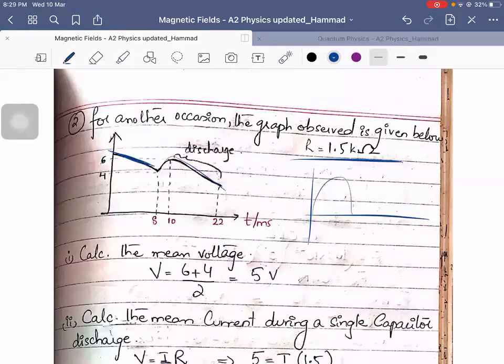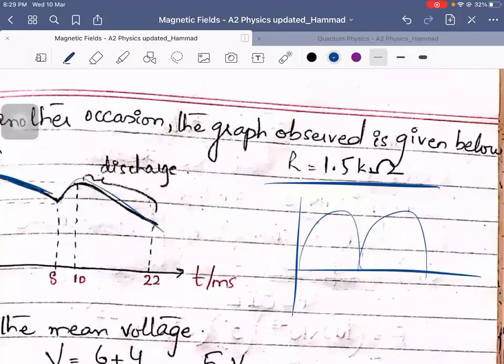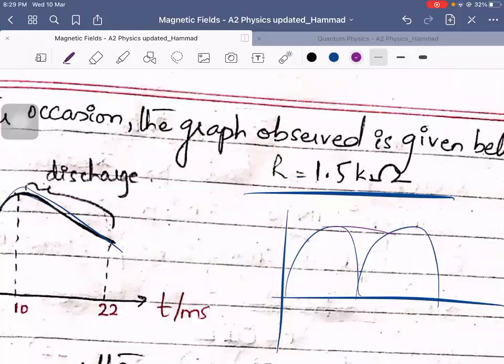After rectification, I allow my wave to look somewhat like this, and when I connect it to a capacitor, the capacitor will smooth it, thereby cancelling this part, and the wave looks somewhat like this.